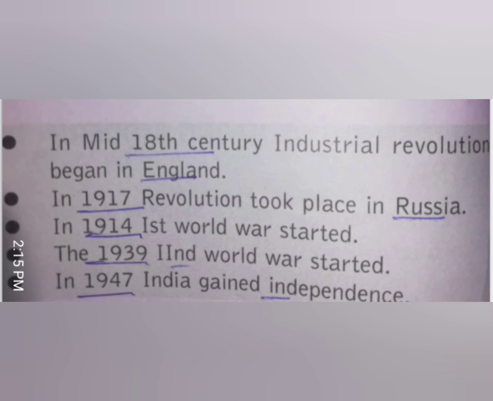In the mid-18th century, the Industrial Revolution began in England. In 1917, a revolution took place in Russia. In 1914, the First World War started. In 1939, the Second World War started. In 1947, India gained independence.